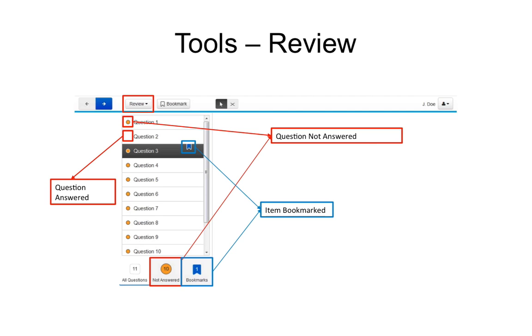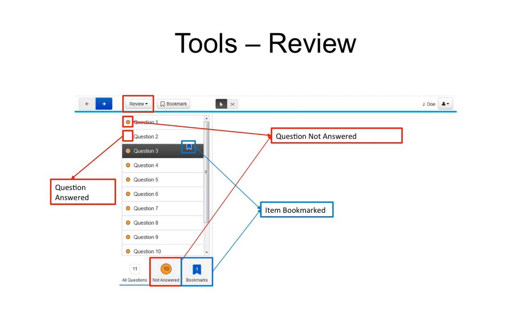At the bottom of the list of questions are three symbols. The symbol on the left is labeled All Questions and shows the total number of questions in the test section. The middle symbol is labeled Not Answered and shows an orange dot that contains a number of questions in the selection that have not yet been answered by the student. The symbol on the right is labeled Bookmarks and shows a blue ribbon that contains the number of questions a student has bookmarked in the test section.